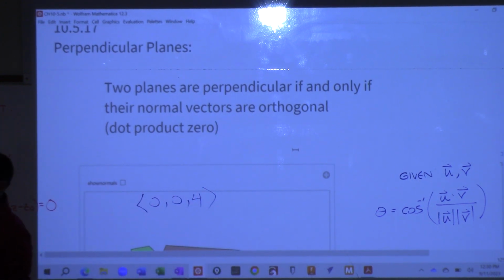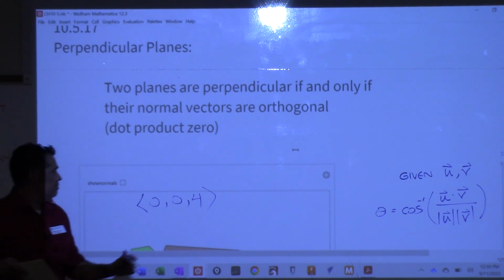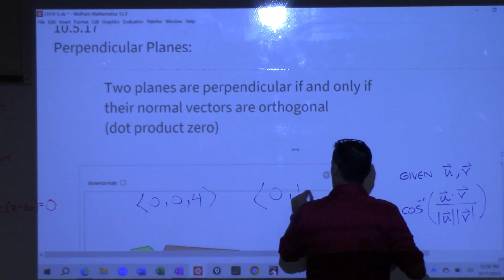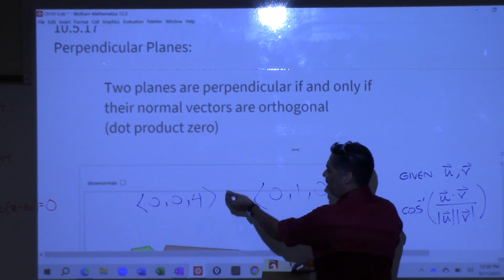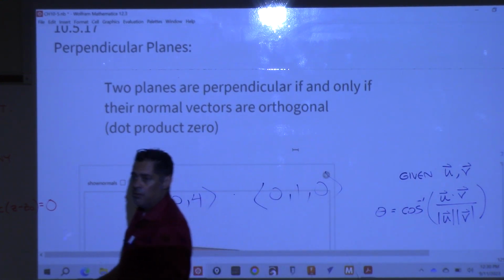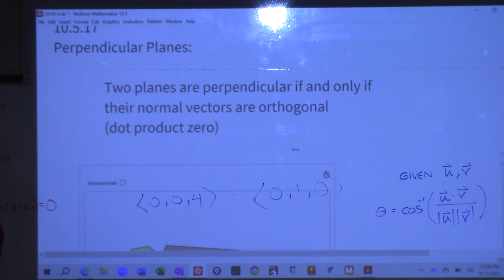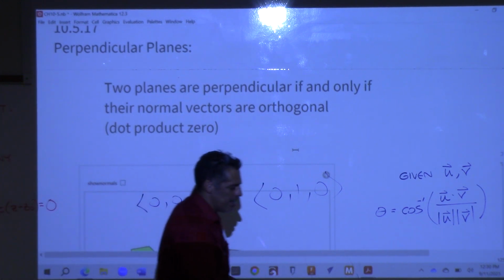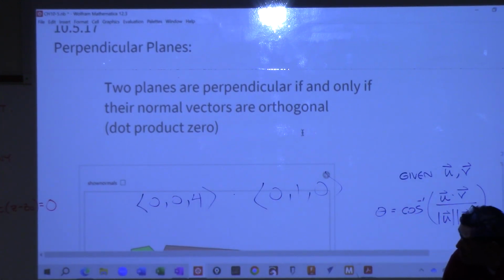And then how about the normal vector of this plane right here? So that's x, this is y, this is z. 0, 1, 0. What happens if I dot those? I get 0, right? They're orthogonal. So that's a property of any two planes. You dot their normals. If you get 0, they're orthogonal.